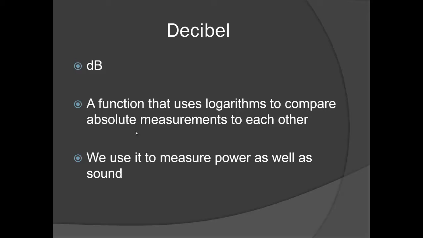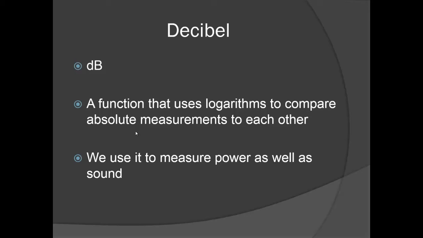The decibel. Usually decibel is used to measure sound, but they also use it to measure the wireless signal, because sound and wireless are really kind of the same thing. It's both a wave that carries. It's abbreviated as lowercase d, uppercase B. And the dB is a function that uses a logarithm to compare absolute measurements to each other. So when we use it in wireless, it's just a way for us to compare two different antennas to see how they measure up against each other.